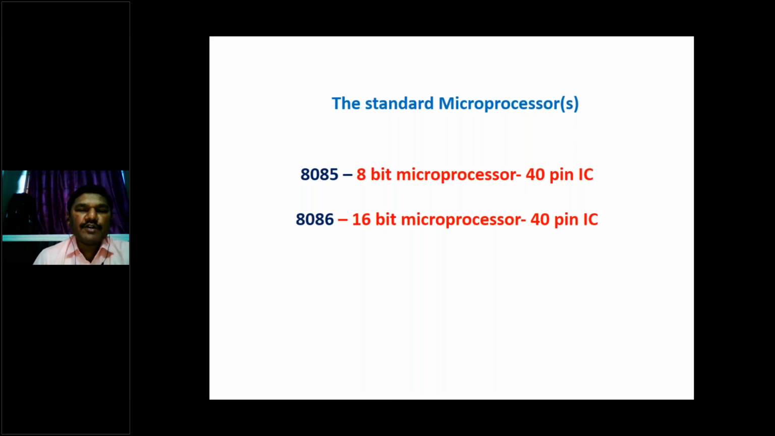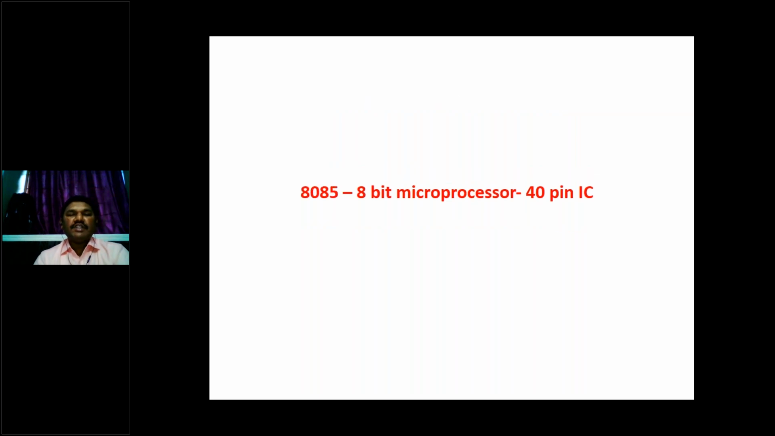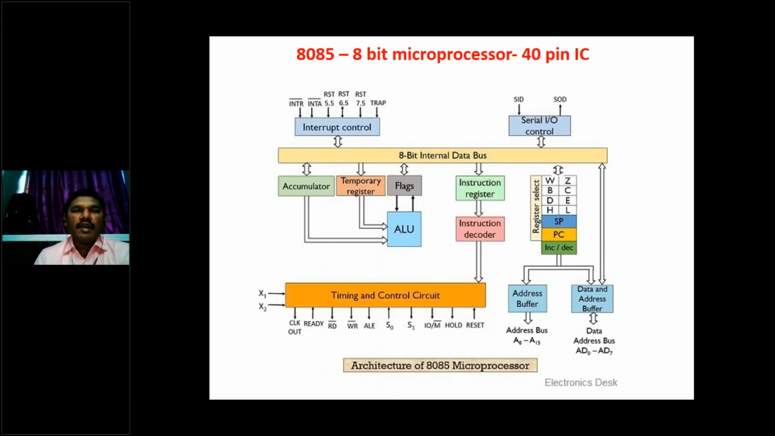8085 is called an 8-bit microprocessor, and 8086 is called a 16-bit microprocessor. 8085 is an 8-bit microprocessor of 40-pin IC, and this is the block diagram of the 8085 microprocessor. It has different registers: the accumulator register, temporary register, flags, instruction register, and all. These are all different registers, and this is the interrupt controlling unit, and this is for serial communications, and WZ, BC, DE, HL, SP, program counter, increment and decrement registers, and address buffer, data and address buffer. These are all different registers.